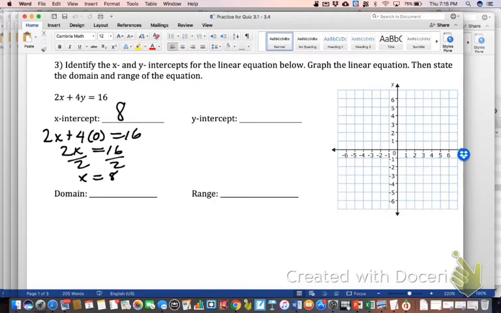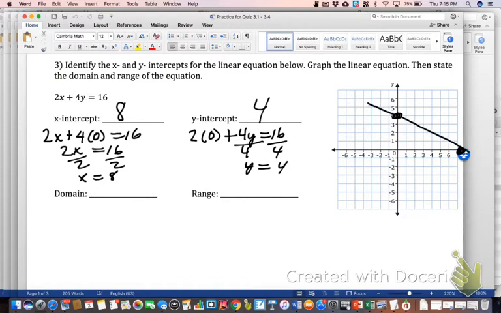To find my y-intercept, I've got to replace the x with 0. Divide both sides by 4. Y is equal to 4. So if I were to graph it, my y-intercept is here at 4. The x-intercept, we didn't quite have enough room over there. We're going to pretend there's an 8 over there.